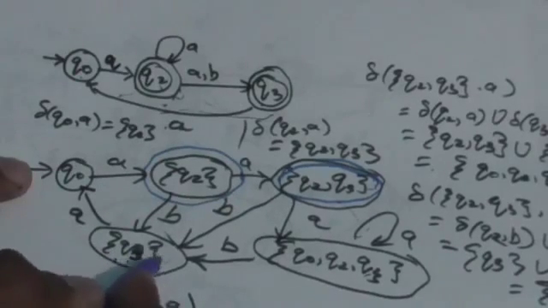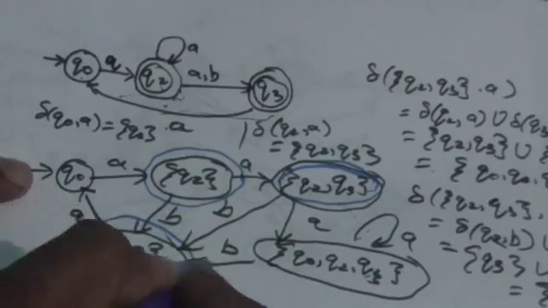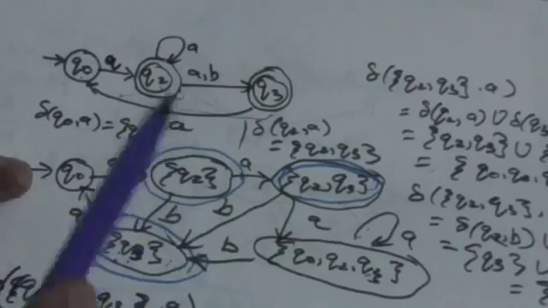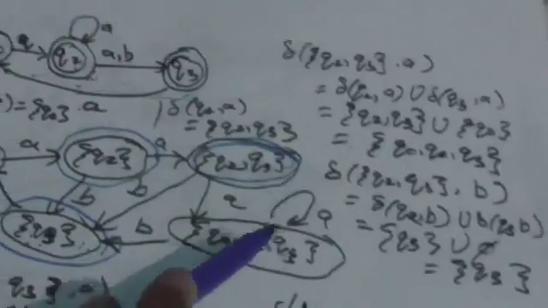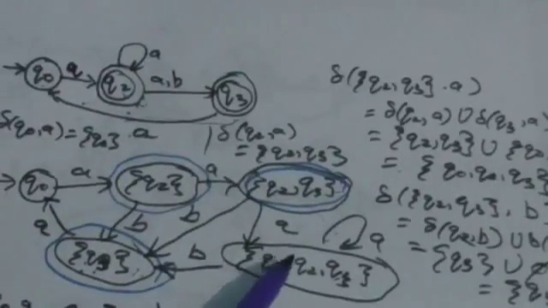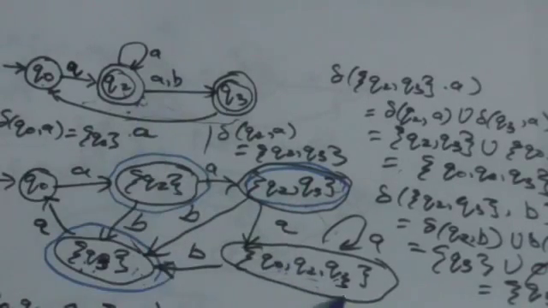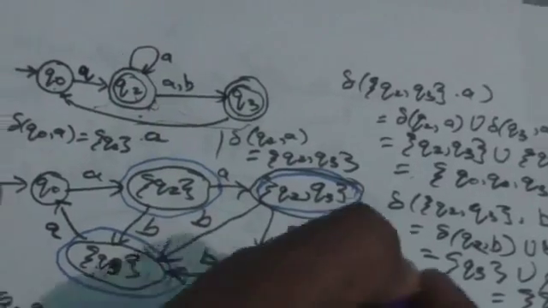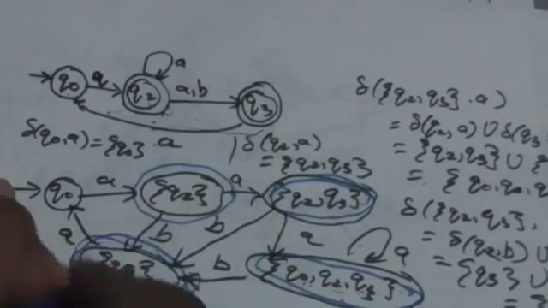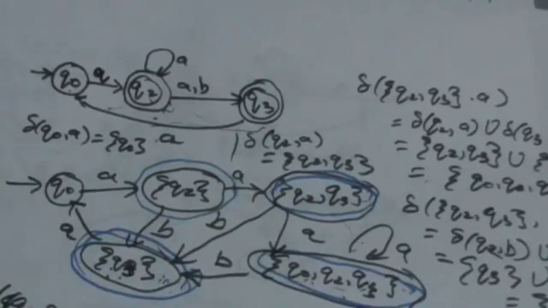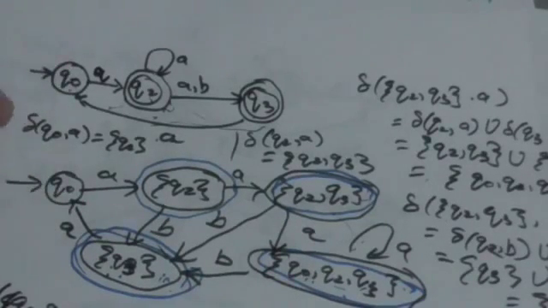Q3 also contains the final state of the NFA, so this will also be a final state. Now look at this state. It also contains the final states of the NFA, that is Q2 and Q3, so this will also be a final state of the DFA. So we have converted this NFA into DFA.